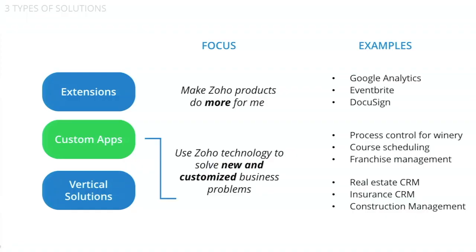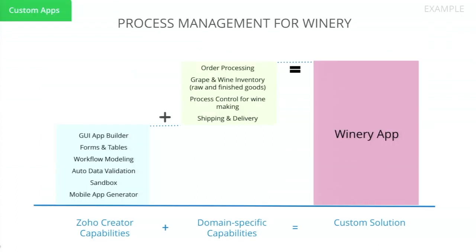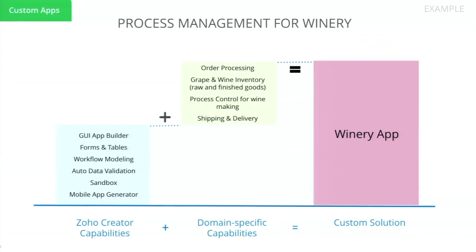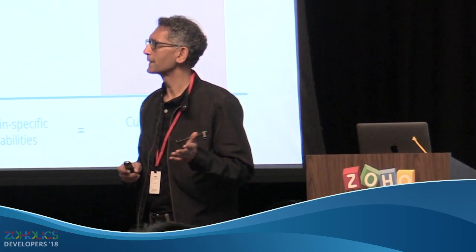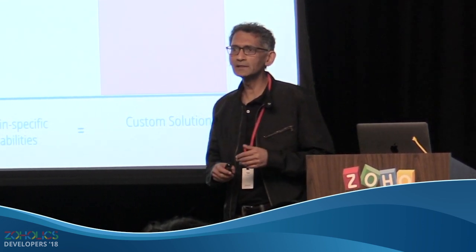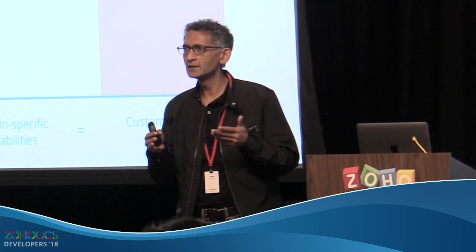So you find all these three types of solutions in our marketplaces. So let me run through a couple with you. So this is an example of a custom app. So keep in mind that's the one in the middle. What the customer here has done with it is worked with Creator and built it into a custom solution. So let me give you a little bit of background. So some of you may have seen this case study. It's a video somewhere on one of our websites. And it's a winery not far from here that actually has built a process management application using Creator.